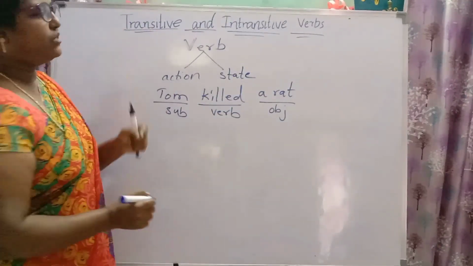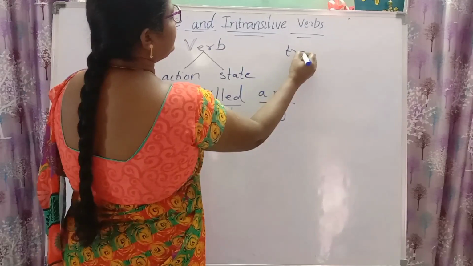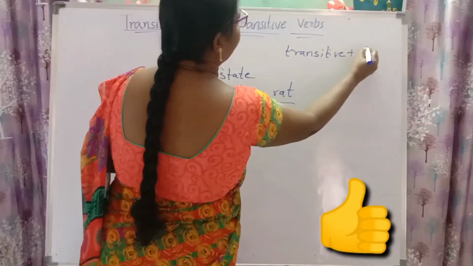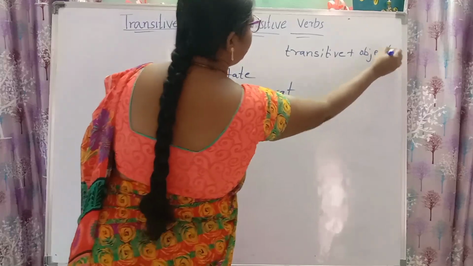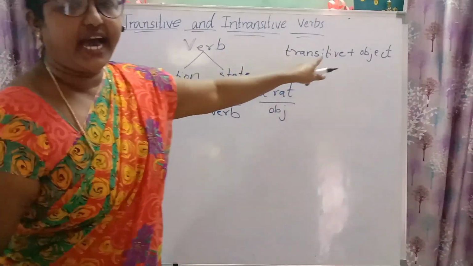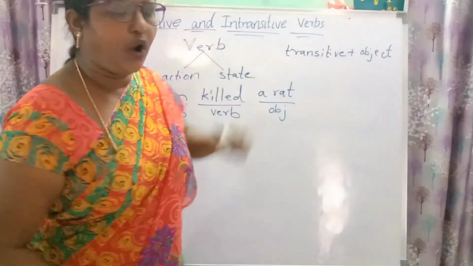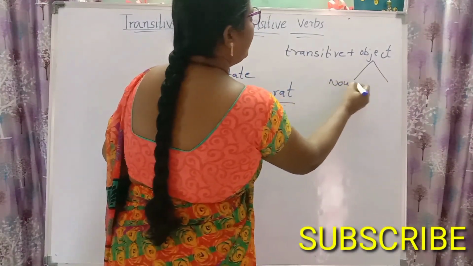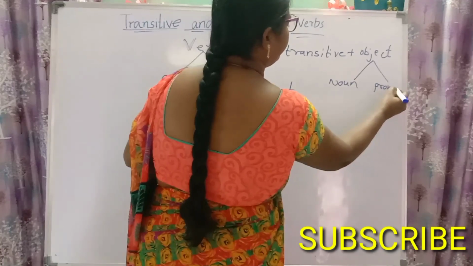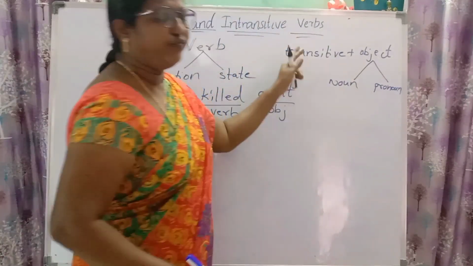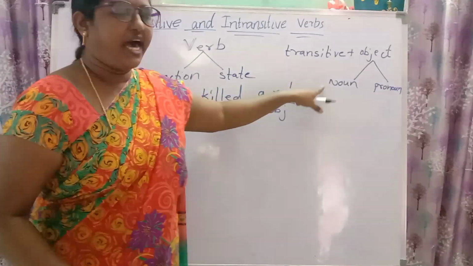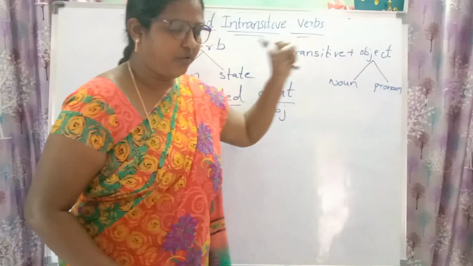A transitive verb has an object, and the object must be a noun or a pronoun.